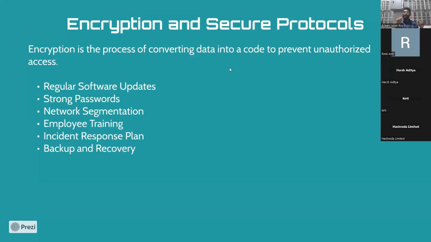And we can use the process of converting data into a code to prevent unauthorized access, regular software updates, strong passwords, network segmentation, employee training, incident response plan, and backup and recovery. What are these? These are secure protocols. Of course, we should have regular software updates. I'll tell you why. What if a newly released malware has been spreading everywhere through the internet, like a flu? We should get the advanced medicine, right? That advanced medicine will be sent to us via the regular software update to fight against the malware. So fighting against the malware can be done just by updating our system software.